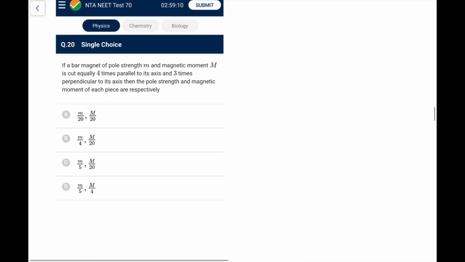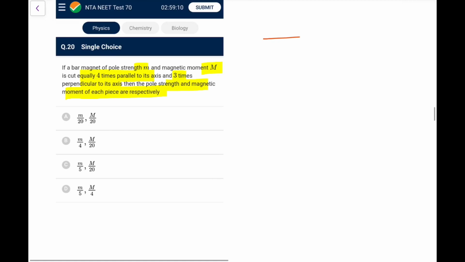Next one. If a bar magnet of pole strength m and magnetic moment M is cut into 4 pieces parallel to its axis, and into 3 pieces perpendicular to its axis, then the pole strength and magnetic moment of each piece are respectively. First of all, what we have done is cut 4 times parallel to its axis.